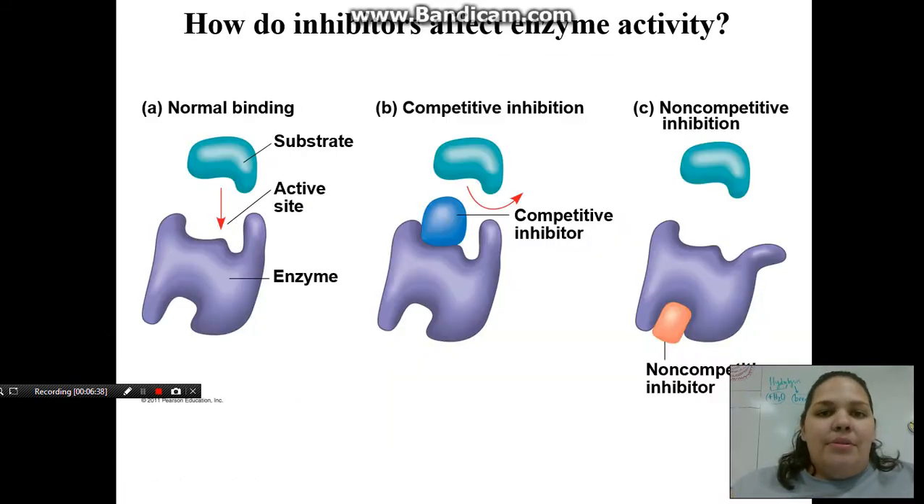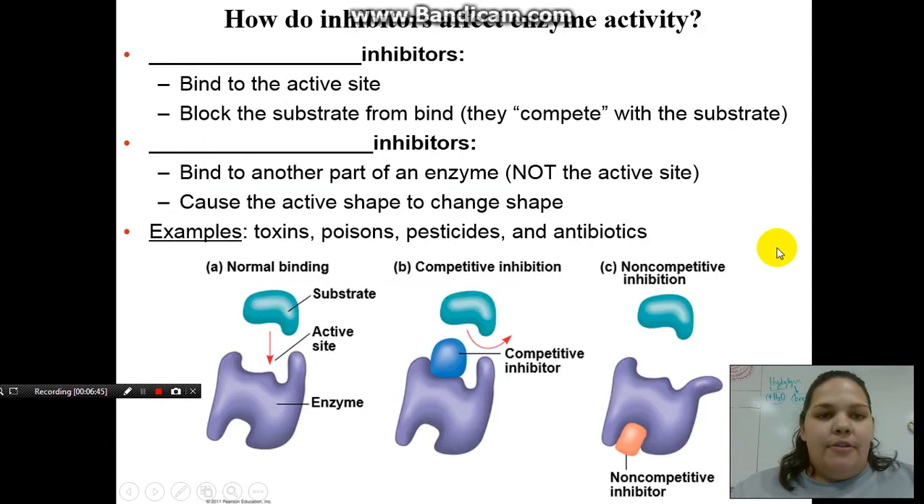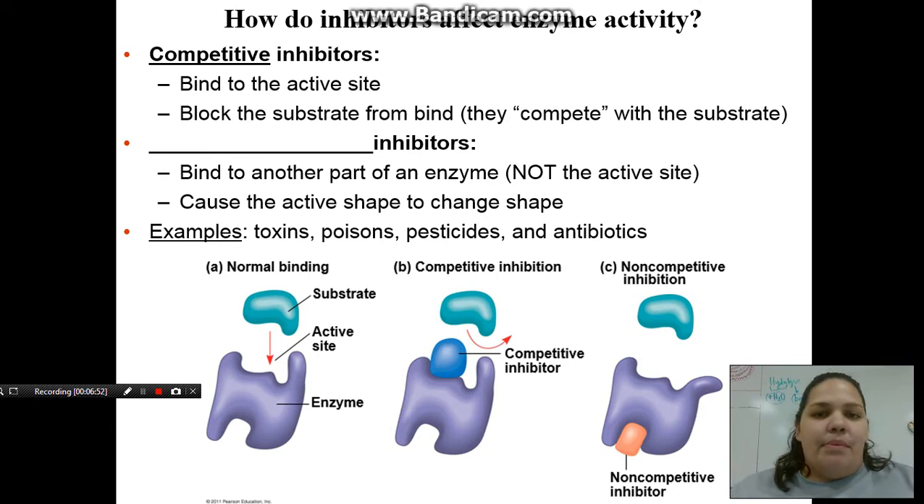So how do inhibitors affect enzyme activity? As you can see, here's a non-competitive inhibitor, and the active site has actually changed. We have competitive inhibitors, which bind to the active site and block the substrate from binding. They compete with the substrate for the active site. So here's an example of a competitive inhibitor. Now this little guy can't even fit into the active site.